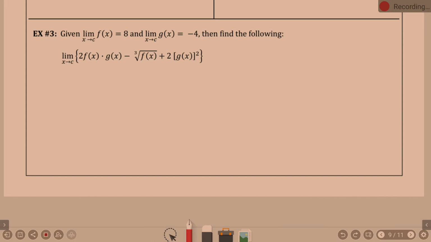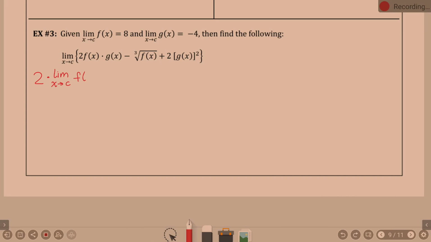This one. They just gave us some new information. The limit of f is 8. The limit of g is -4. And then they give us some craziness. I'm not writing limit that many times. Well, officially, I was going to write limit that many times. It's 2 times the limit of f.